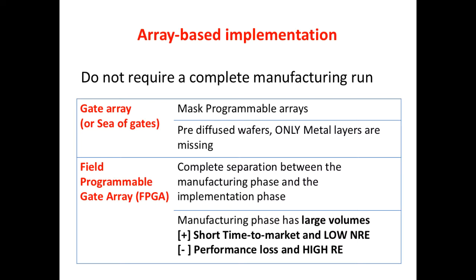So this is typically used in two cases. First, when you have very low volumes. So if you need to make something in 100 pieces, so the volume is extremely low, then it's good to go to the FPGA phase.